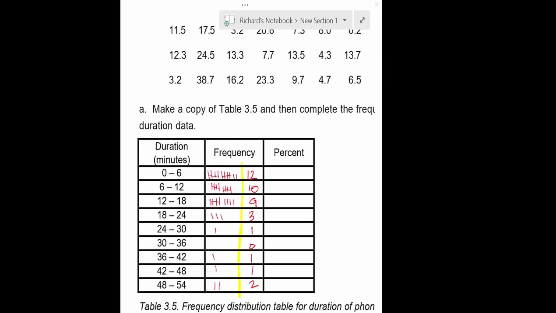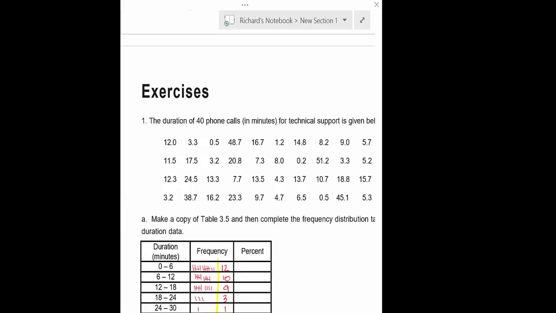And then you've got 5.3. Well, that's certainly less than 6 minutes. So there's a data point there, and then 0.5. Again, that's between 0 and 6 minutes. So you just fill in the table. After going through the table and tallying up the results, the frequencies for each bin are given to the right of the tally. And now I'm going to calculate the percent.